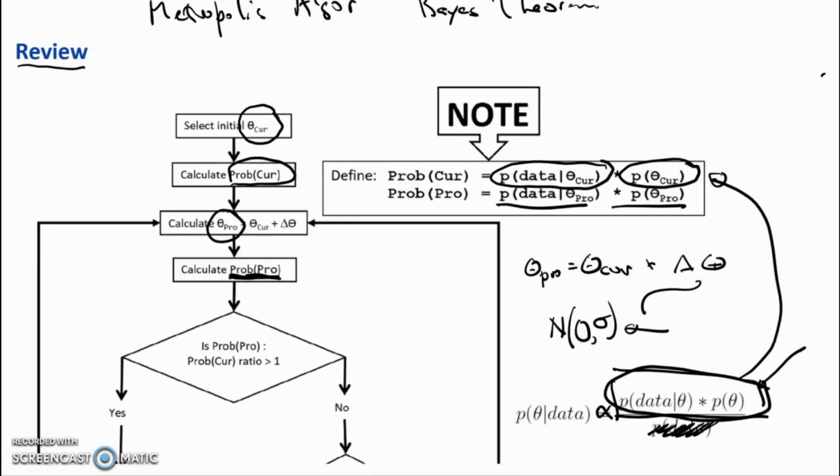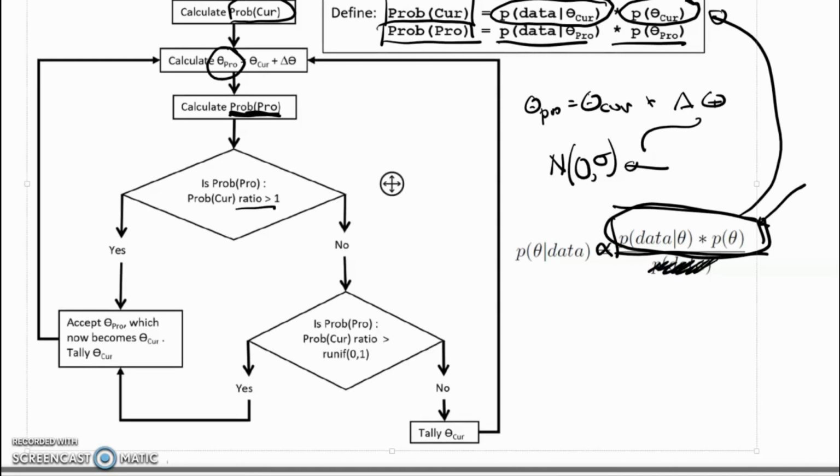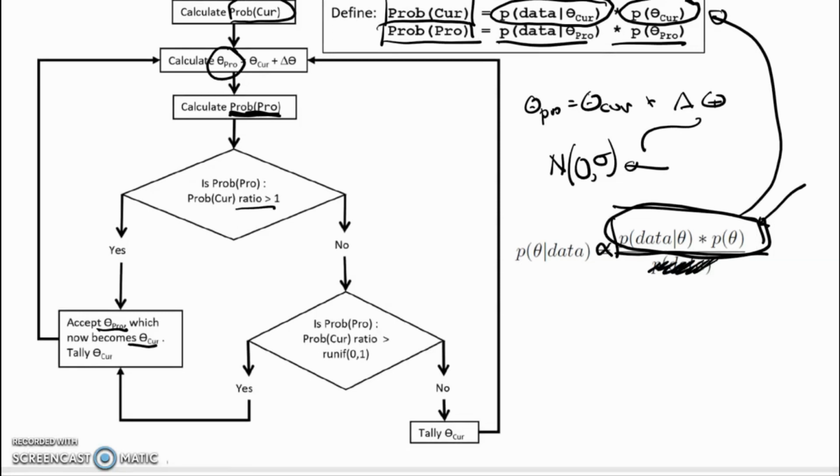So once we've got the probability of proposed, we're going to divide that by the probability of current. We're going to look at that ratio, and if the ratio is greater than 1, then we're going to accept the proposed value of theta. It becomes the new value of the current value of theta. We tally it and return.